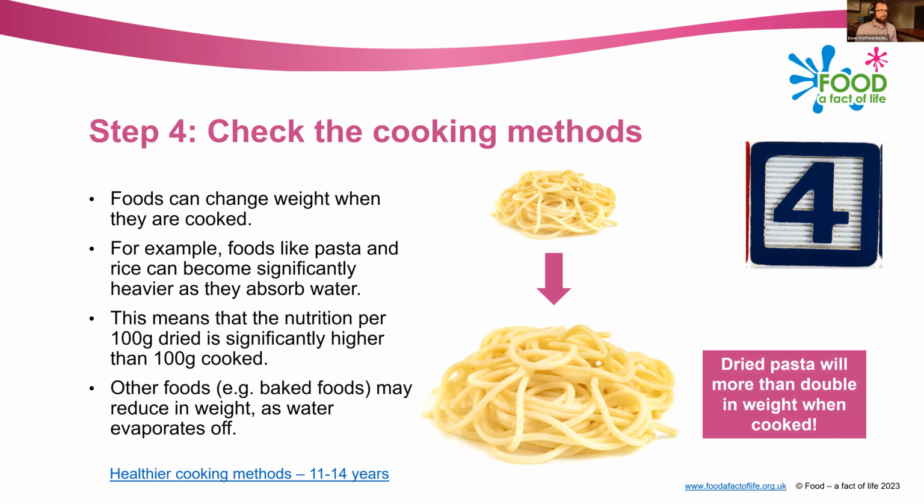Step 4 is checking the cooking methods. Foods can change weight when they're cooked. Pasta, for example, rice, noodles, when they absorb water, they can more than double in weight. And this means that the nutrition per 100 grams dried is significantly higher than 100 grams cooked, because 100 grams dried will be more than 200 to 240 grams when cooked. So just bear that in mind. Usually it's better to use the cooked value if you know how much is going to be coming out at the end of the recipe, but you can use dried as well. You just need to make sure that you know how much is going in and how much is coming out.